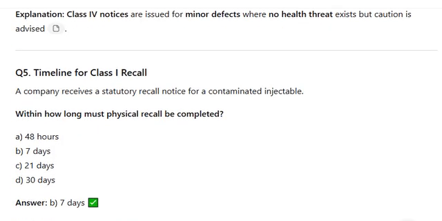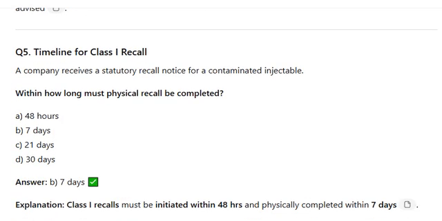Q5. Timeline for Class 1 recall. A company receives a statutory recall notice for a contaminated injectable. Within how long must physical recall be completed? A. 48 hours, B. 7 days, C. 21 days, D. 30 days. Answer: B. 7 days. Explanation: Class 1 recalls must be initiated within 48 hours and physically completed within 7 days.